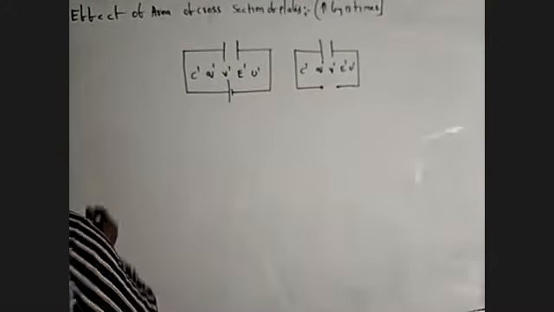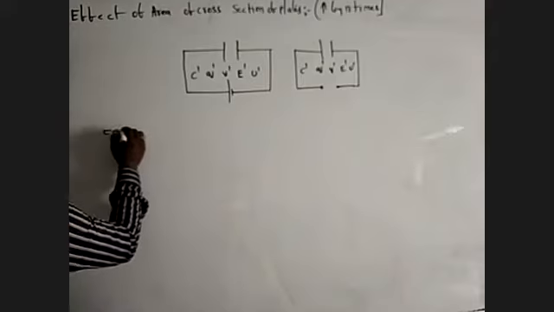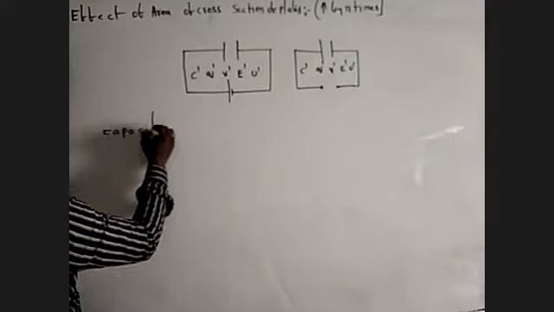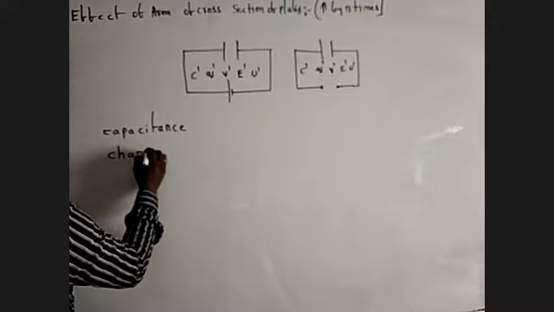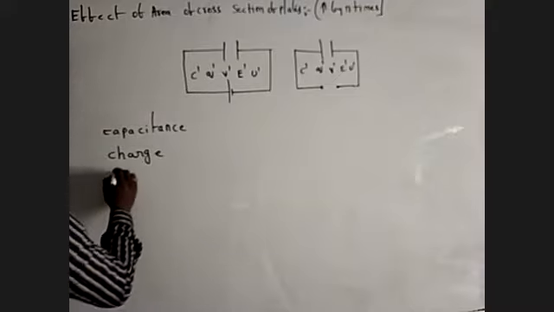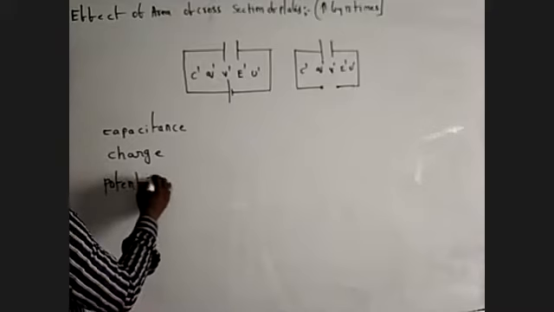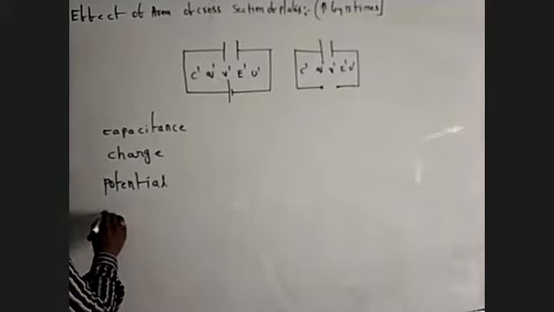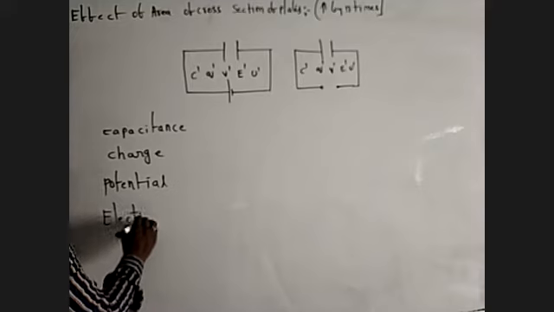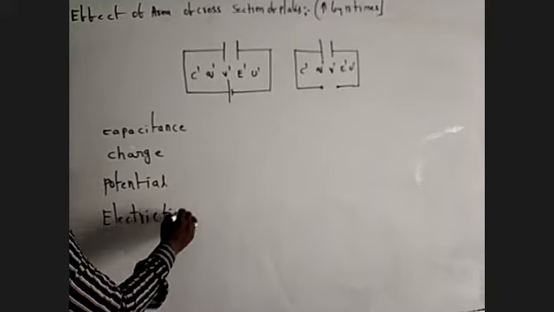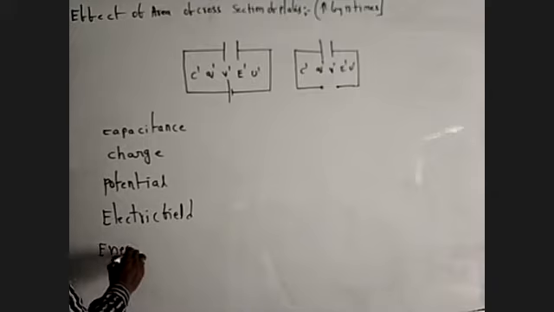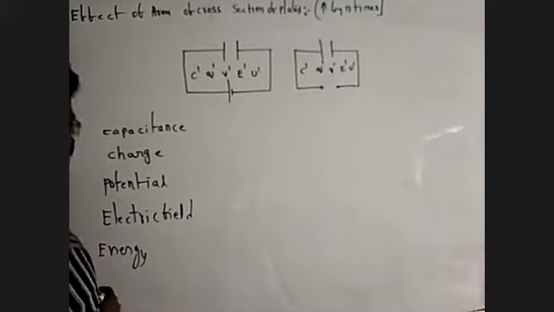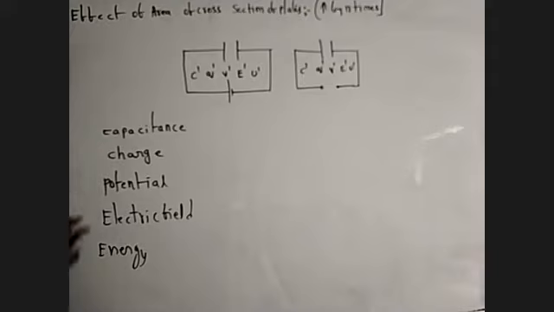Now, the first one is capacitance. Second one is charge. Next is potential. Next one is electric field. Next one, the third one is energy. That is one, two, three, four, five. Energy. This is the first.